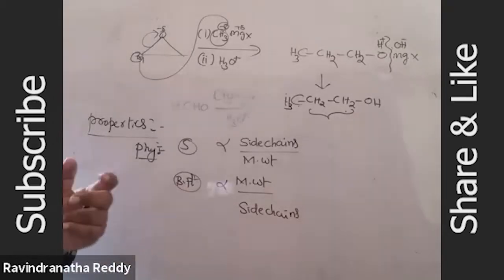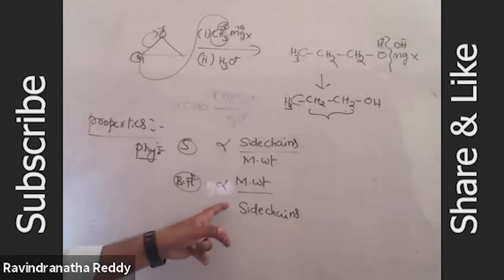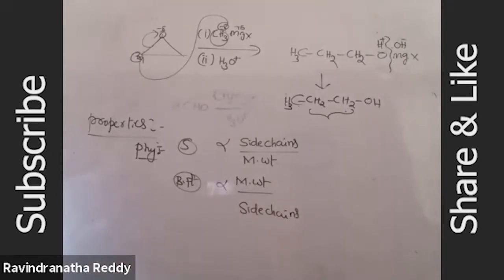Side chain number is more. Side chain number increases, boiling point decreases. Reason: side chain number increases means surface area decreases. So these are the formulae.